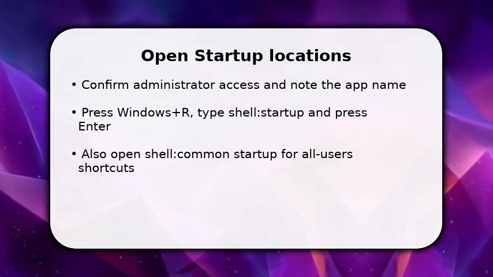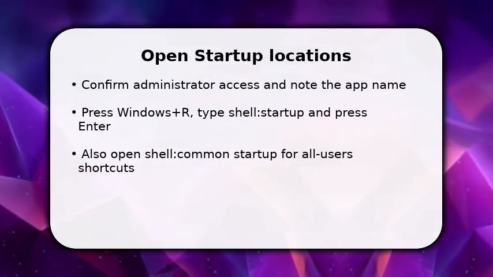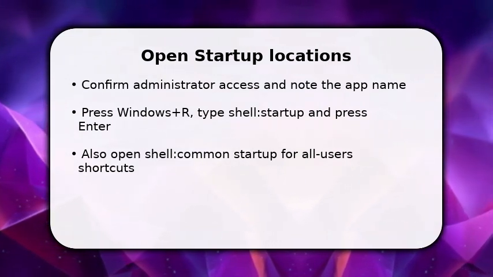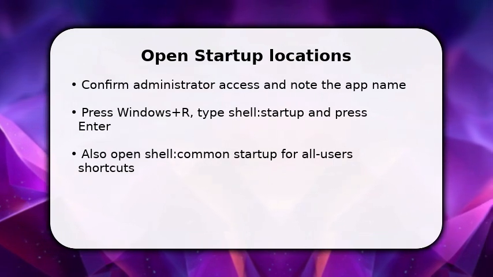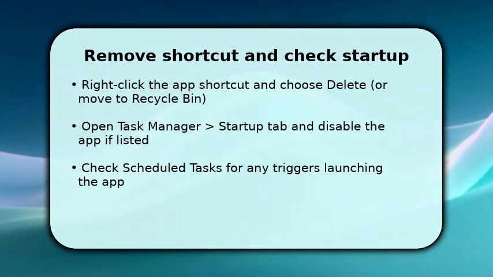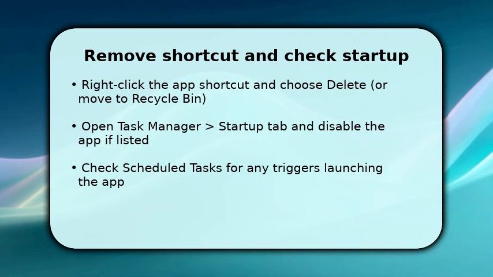Once the folders are visible, you can immediately locate any shortcut matching the app name and prepare to remove it. This is the first actionable step toward preventing the app from opening automatically. Now remove the shortcut. Right-click and delete or drag it to the recycle bin. That stops the file-based startup trigger.